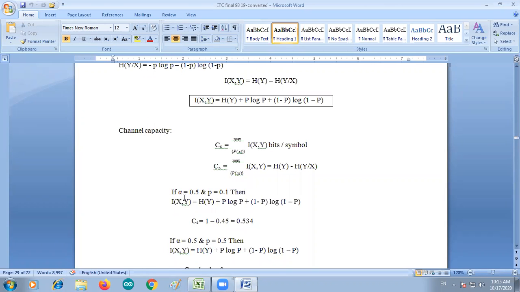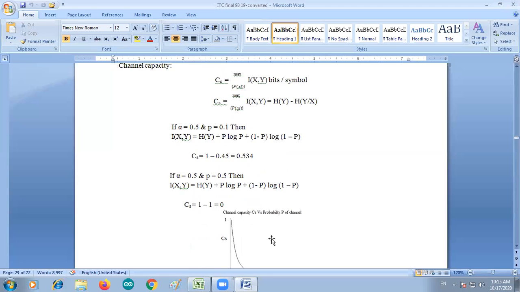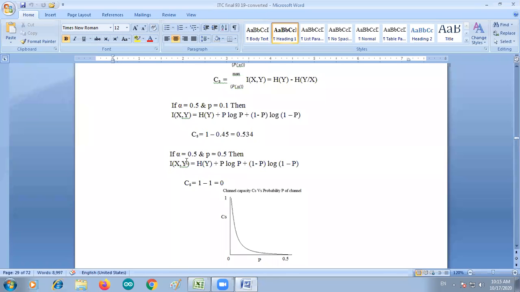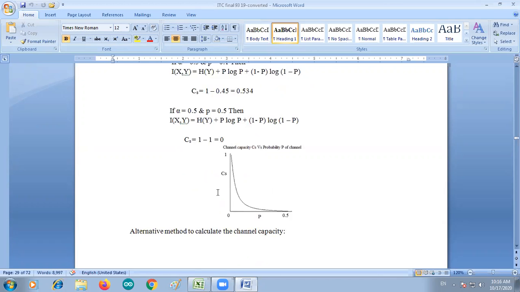That is, there are equal probabilities, equal symbols as input. 0.5 is one of the inputs and 0.5 is the other input. In that case, the channel capacity is equal to 0.534. So if alpha is equal to 0.5 and P is equal to 0.1, the channel capacity is equal to 0.534. At P is equal to 0.5, the channel capacity is equal to 1 minus 1, which is 0.